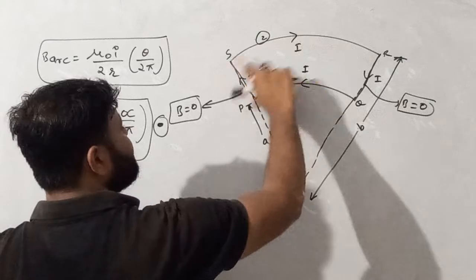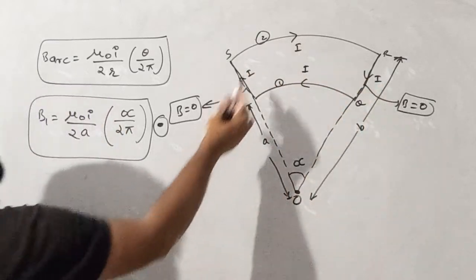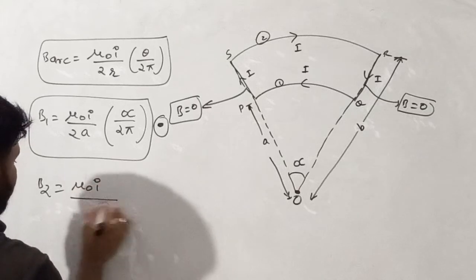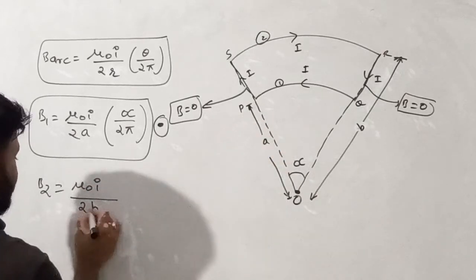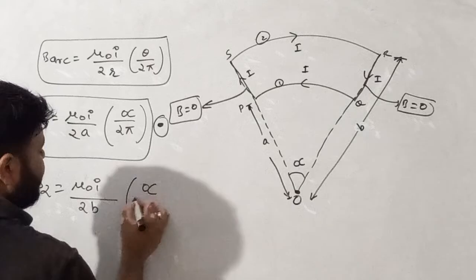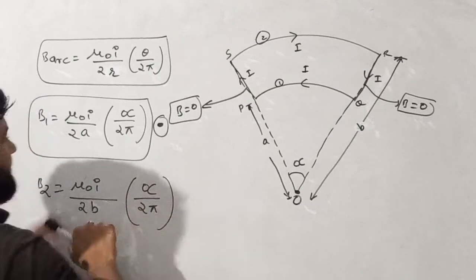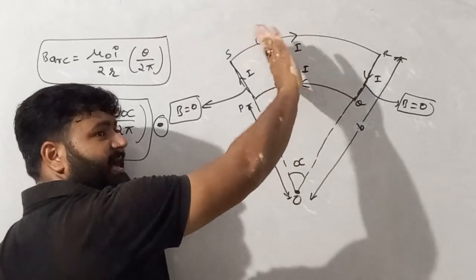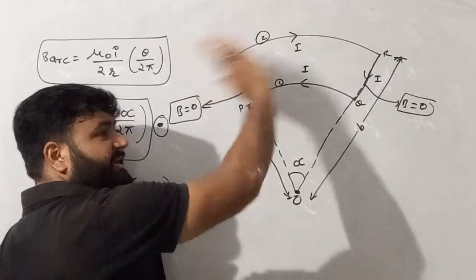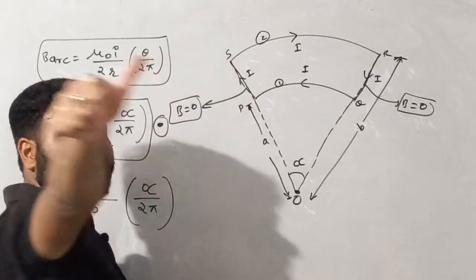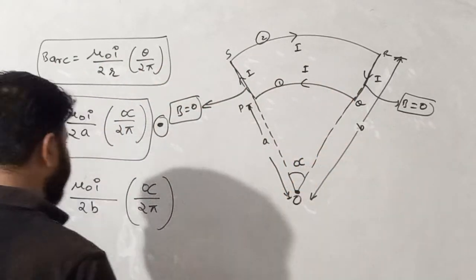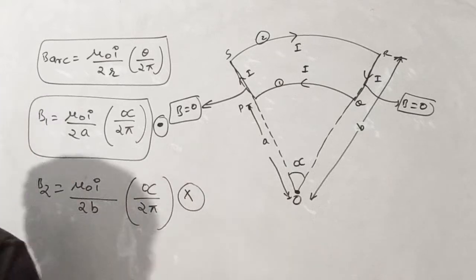Moving forward, let's discuss the arc of radius B, whose magnetic field is considered to be B2. So mu naught I upon 2, radius is B, so 2b, alpha is the angle, and 2 pi. Now see the direction of the magnetic field due to this arc. Curl your right hand fingers in the direction of current, and the thumb gives you the direction of the magnetic field. So curling, the thumb goes inside. So now we'll write it as a cross.